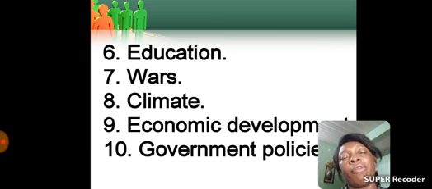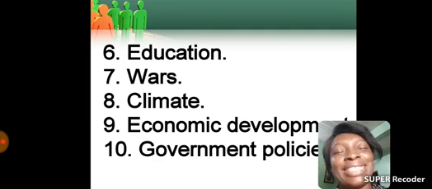Number 7, we have wars. Now, this is very obvious. People will be killed, people will be made refugees, either they run out of the country to other places. So you see, it affects the number of people either in their own countries or where they're running to, and some would definitely die. So you see, population is affected.